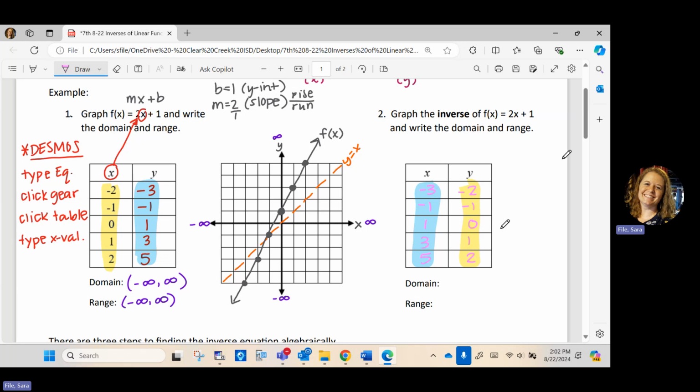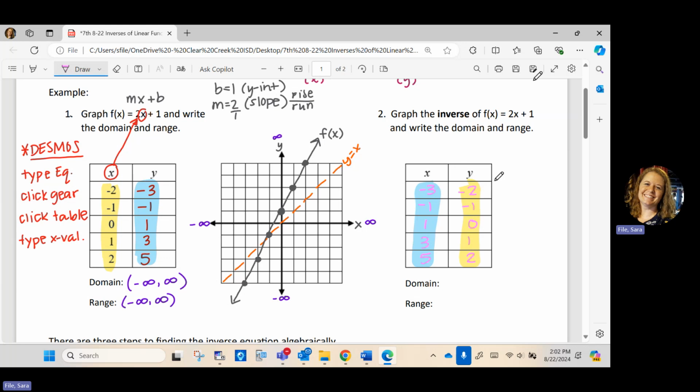So now to graph that, I'm going to plot these points. Okay, so this is the other way to graph. I don't have the equation of the inverse. I have the equation of the original, but I have the table of the inverse. So I'm going to just plot points.